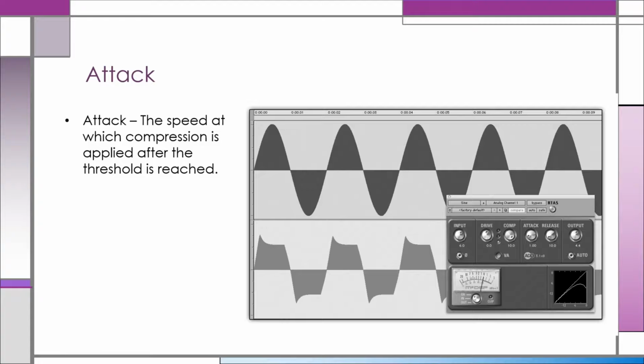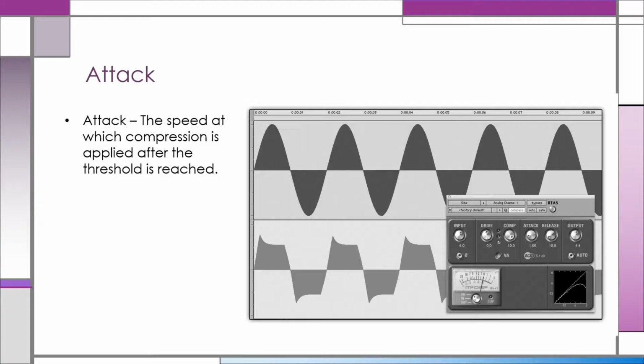All right, the next thing we're going to talk about is attack. So the speed at which compression is applied after the threshold is reached. In this example, you see here our original signal, and down here is our signal after we have applied compression. So anytime that we have compression and we cross our threshold, compression is not instantaneously applied. There's a certain amount of time it takes before compression is actually applied to our signal, or fully applied to our signal. And these are very short measurements of time.